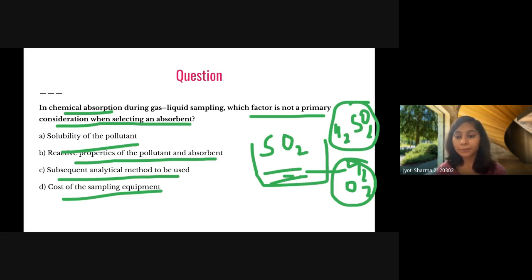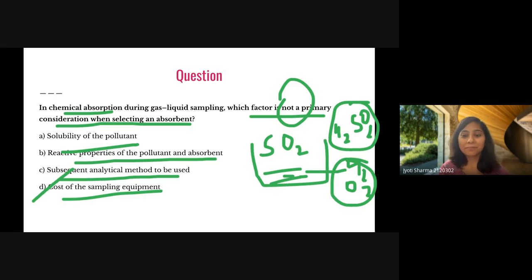Anyone? Venkateshwara told me solubility of the pollutant. Not exactly, because solubility will also allow the reaction between these two. So this will be a factor to select the absorbent. And the answer is not a primary consideration. Yes, Priscilla gave me answer D.